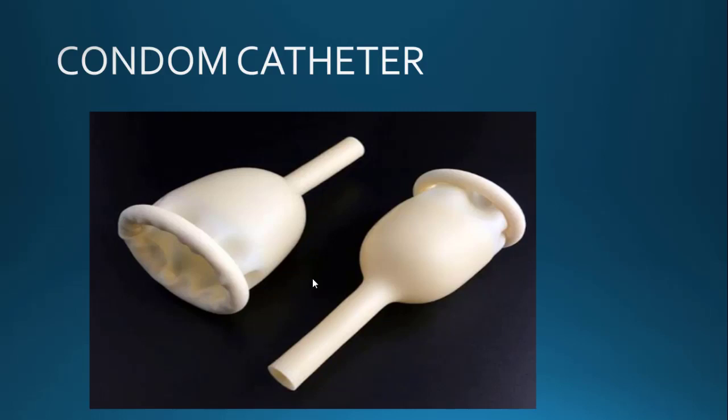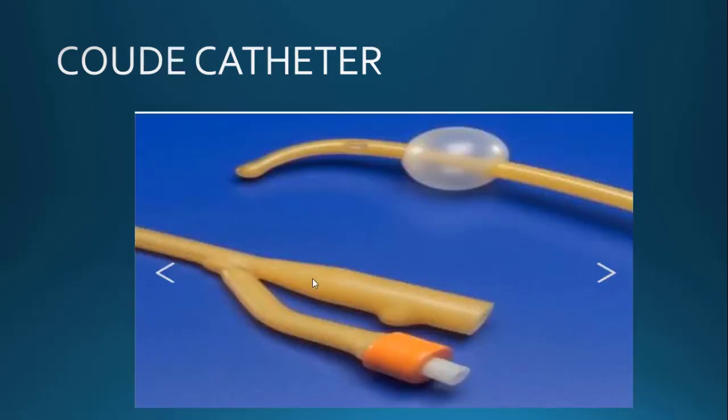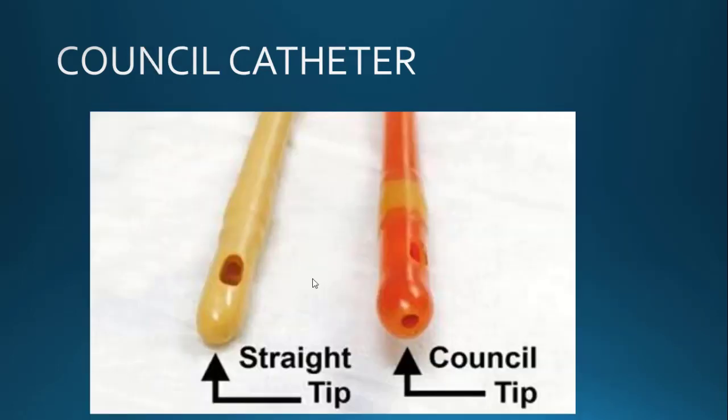This is a condom catheter, which is basically for self-catheterization. A patient can apply it on himself. This is a Coudé catheter, which is a curved catheter. And this is a council catheter, which has a hole at its end here, so it can be placed over the guide wire.